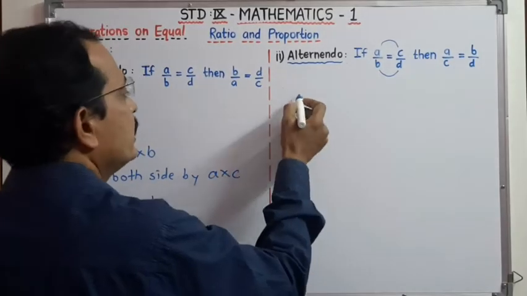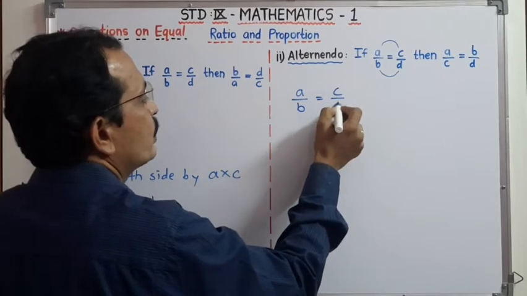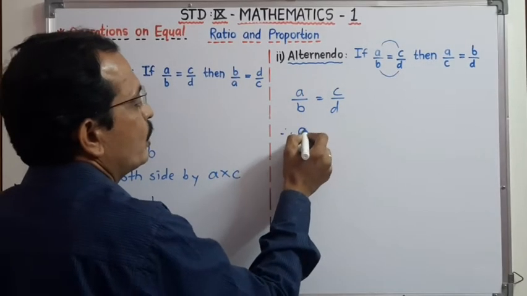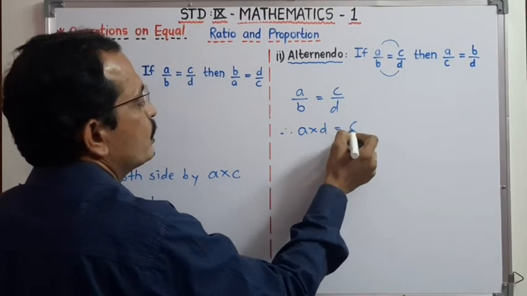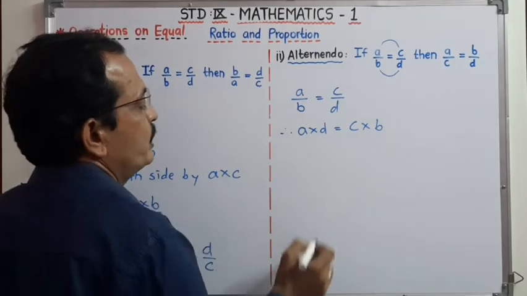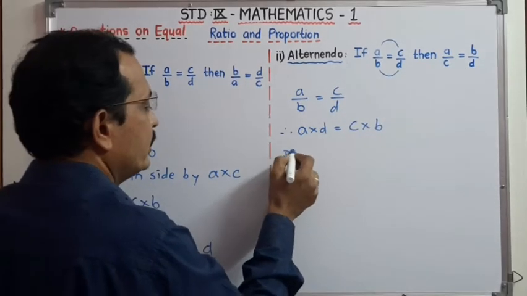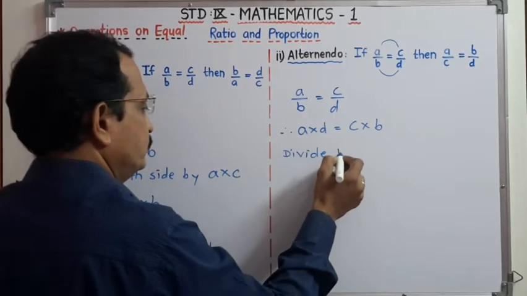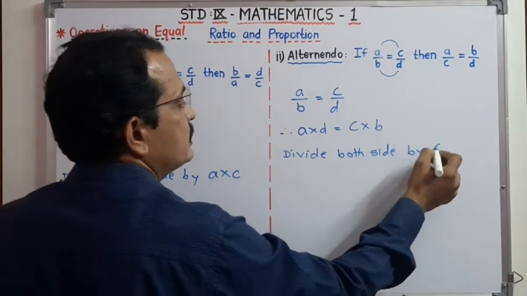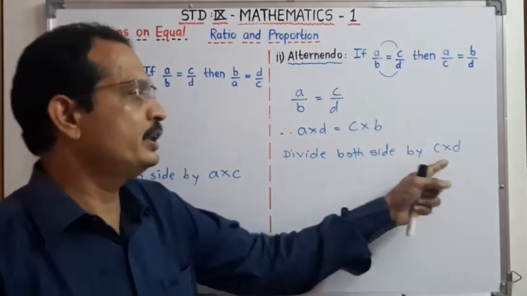Now see again, to prove this, A upon B is equal to C upon D. Then do the cross multiplication. Therefore we got A into D is equal to C into B. Now for getting this, what do we have to do? We have to divide both sides by C into D.